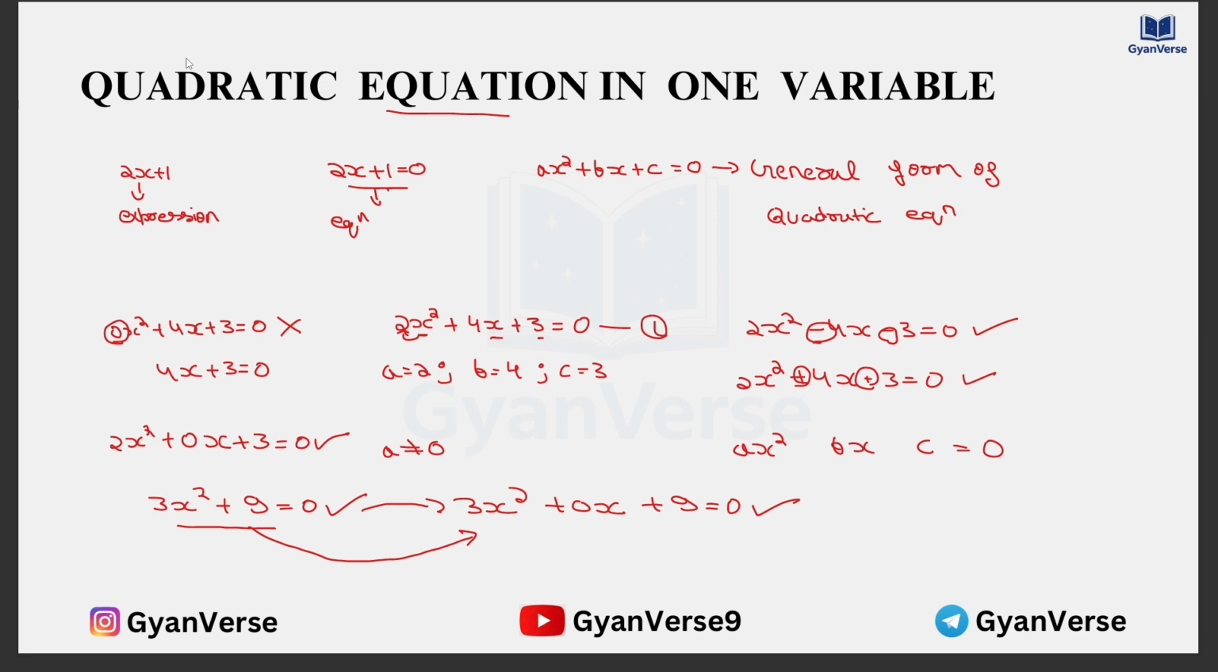B can be 0, c can be 0, other values can be 0, but a cannot be 0. This is the very important thing that you have to remember while writing a quadratic equation in one variable. So let me summarize how to write a quadratic equation. The general form of a quadratic equation is ax square plus bx plus c equals 0, where a can never be equal to 0. You have to remember this much.